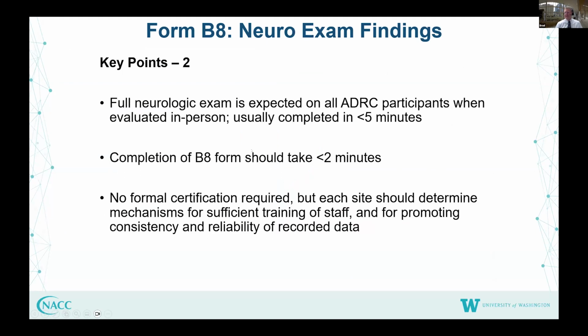So again, to emphasize, a full neuro exam is expected on all participants when evaluated in person. And typically, a full neuro exam can usually be done in less than 5 minutes. Complicated patients, it can take longer, obviously. And then the B8 form, normal exam, it'll take 5 seconds. If it's abnormal, it'll take a little bit more time, but still a complicated exam won't take long to record on this form. And for this, there's no formal certification required, and please just refer to the guidebook for the neuro exam itself.